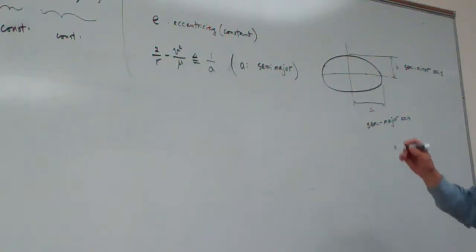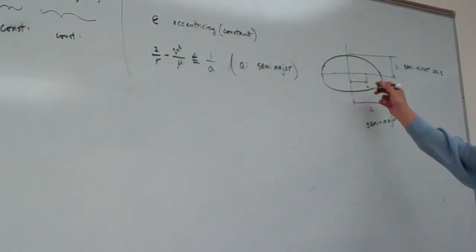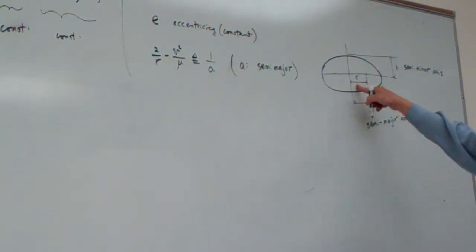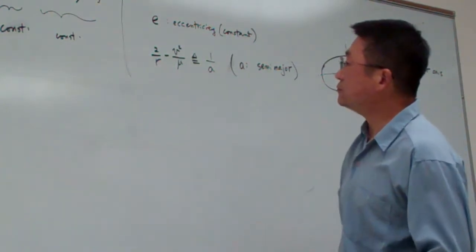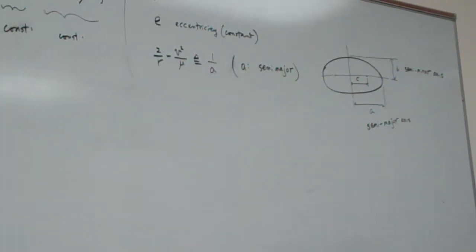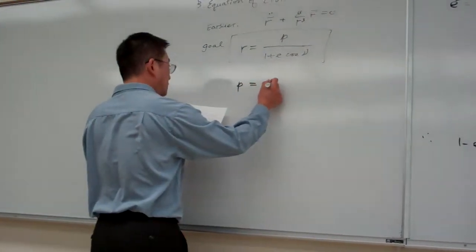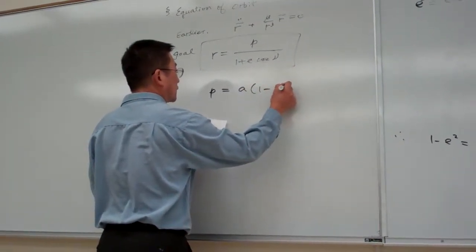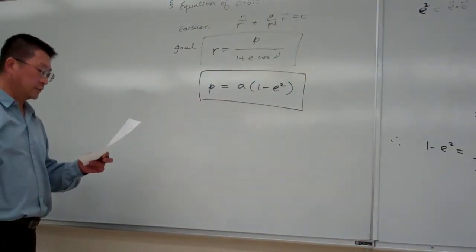Okay, and here later we will have a review of the conic sections. This one is called C. C is the distance of the focus. So therefore, here we have information. To build it up, we can have this: P can be described by A times (1 minus E squared). So that is a second useful piece of information that you can use.